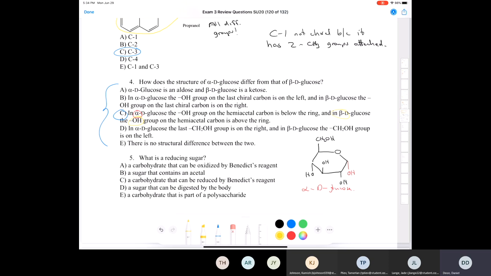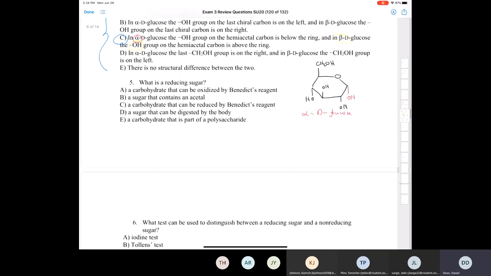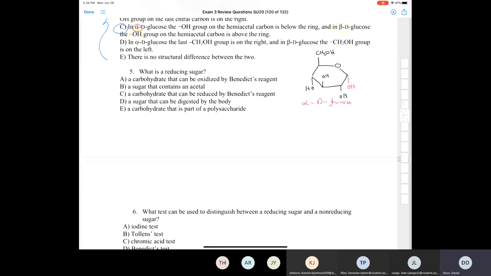Okay. There we go. So what is a reducing sugar? What's the best definition in number five of what is a reducing sugar? It says, a carbohydrate that can be oxidized by the Benedict's reagent, okay? A sugar that contains an acetal, a carbohydrate that can be reduced by Benedict's reagent, a sugar that can be digested by the body, a carbohydrate that is part of a polysaccharide. What's the best answer here?